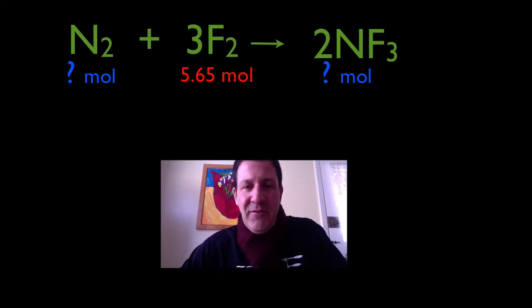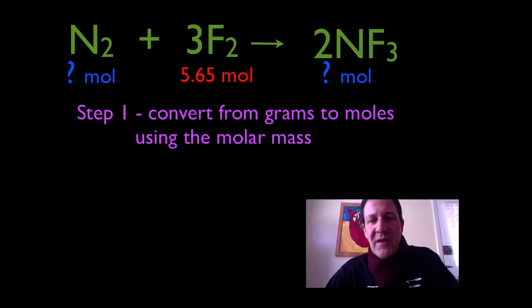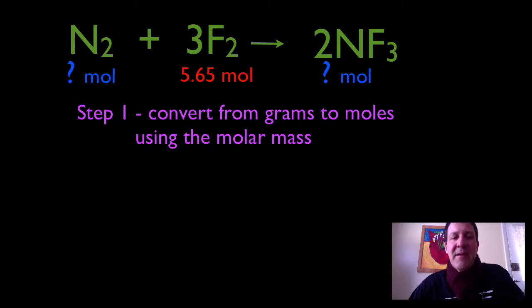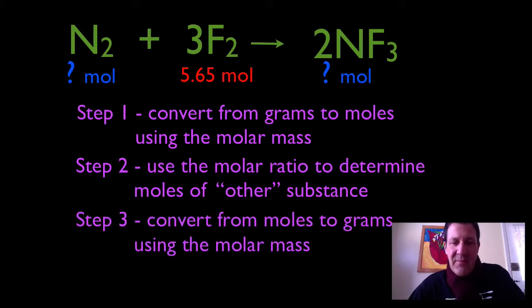Okay, now for this problem and any other stoichiometry problem, you should keep in mind the 3 steps for successful stoichiometry. Step 1 is convert from grams to moles. Now we've been given moles, so we don't need to do step 1. Okay. Step 2 is use the molar ratio to determine the moles of the other substances. Okay, we're going to use step 2. And then the third step in general is to convert from moles back to grams.